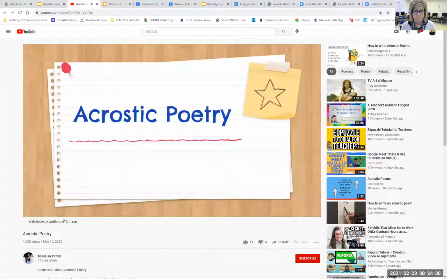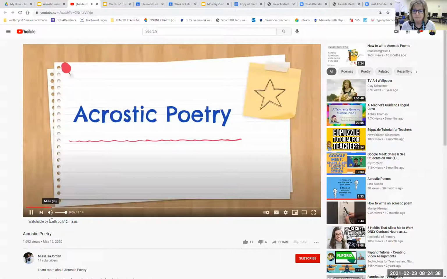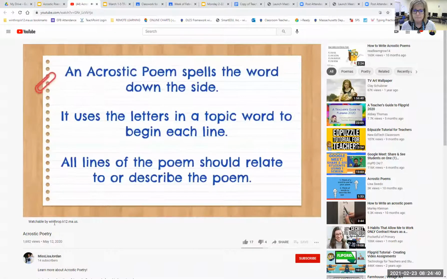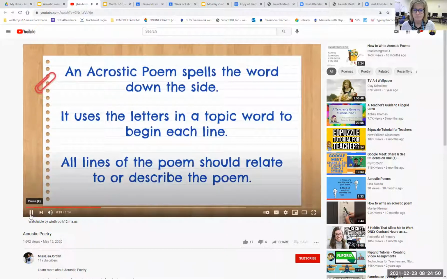Today we are going to learn all about acrostic poetry. An acrostic poem spells the word down the side. It uses the letters in a topic word to begin each line. All lines of the poem should relate to or describe the poem.